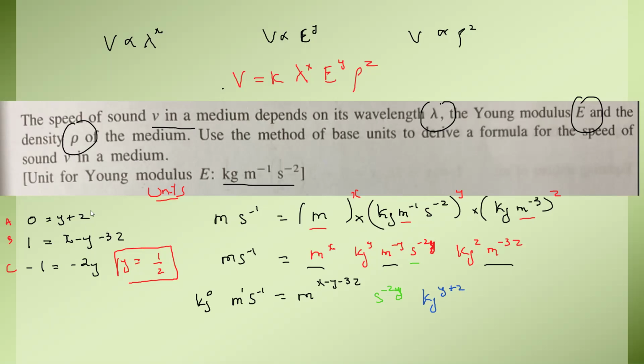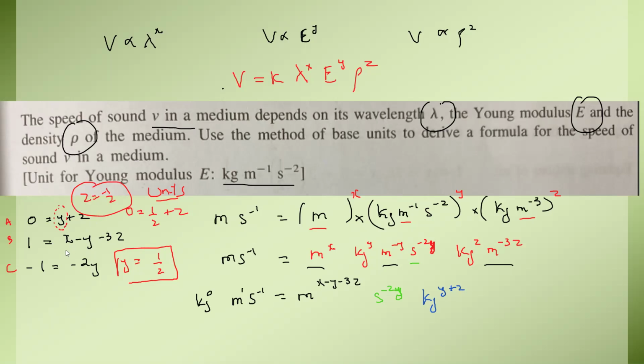Then how to work out the value of z? If we have this equation, I substitute the value of y equals half. So this will be 0 equals half plus z. It will move to the other side. So what will be the value of z? The value of z is minus half. So we get the value of z as negative half or minus half.